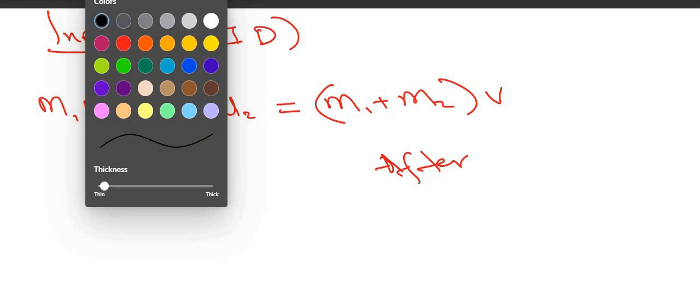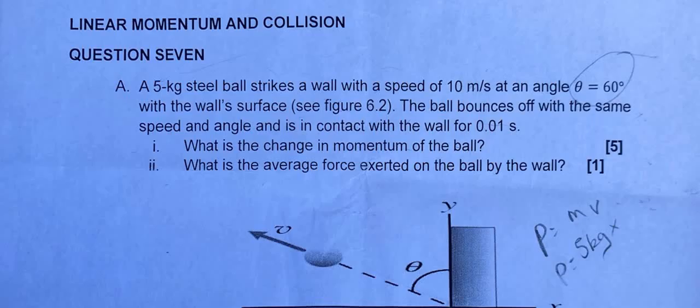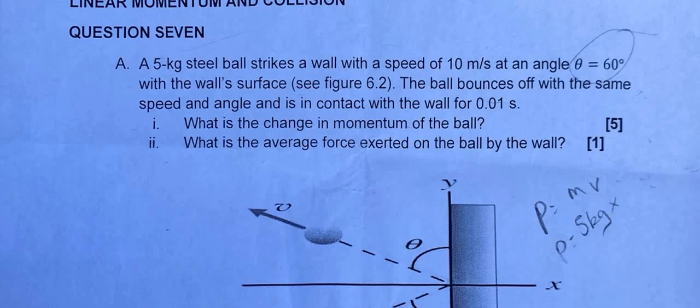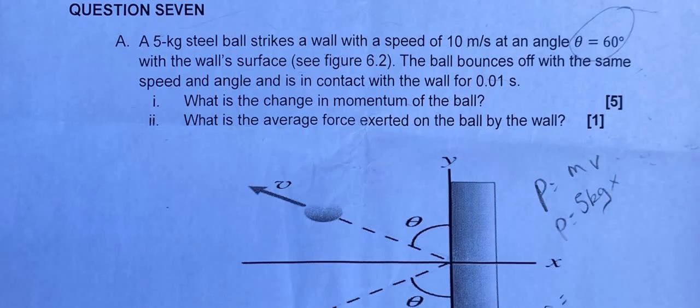Now let's look at our problem here. The problem says a 5 kg steel ball strikes a wall with a speed of 10 meters per second at an angle of 60 with the wall surface. The ball bounces off with the same speed. So the same speed, which is 10 meters per second.